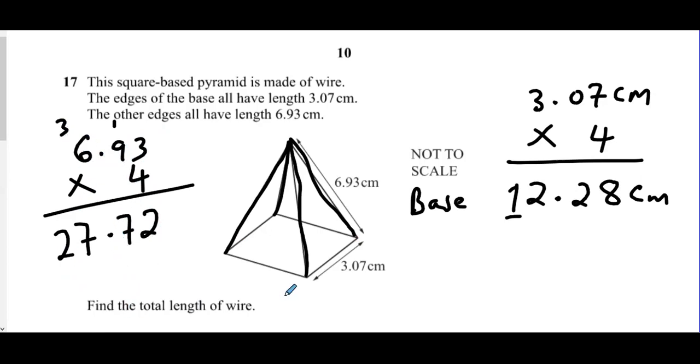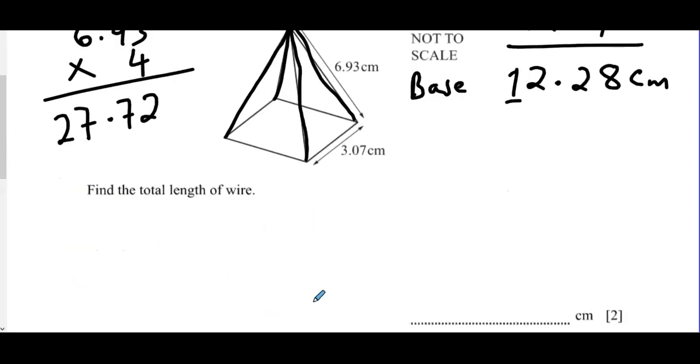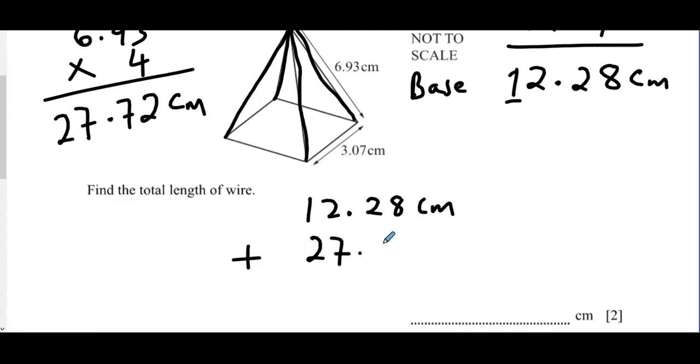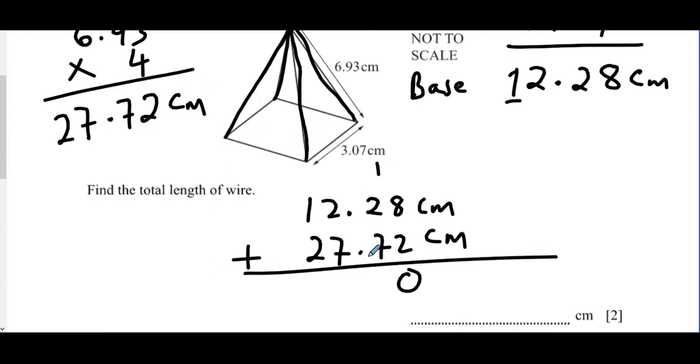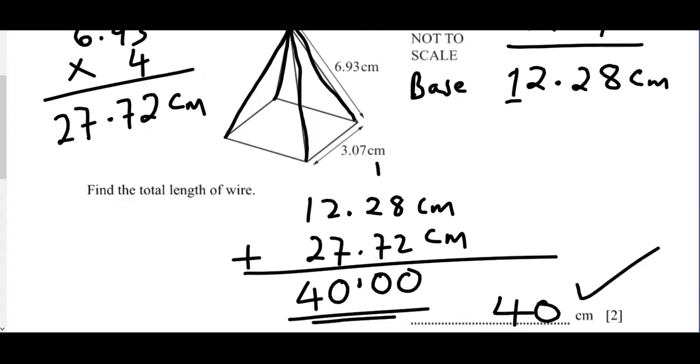So find the total length of wire. What you're going to do to find the total length is take that 12.28 centimeters, also in centimeter, and add it to 27.72 centimeter. When you add that, this is 10 carry 1, this is 9, that is 10 carry 1, this is 9, that is 10 carry 1, this is 40. So the answer will be 40 centimeter. When you do that, you get your 2 marks.